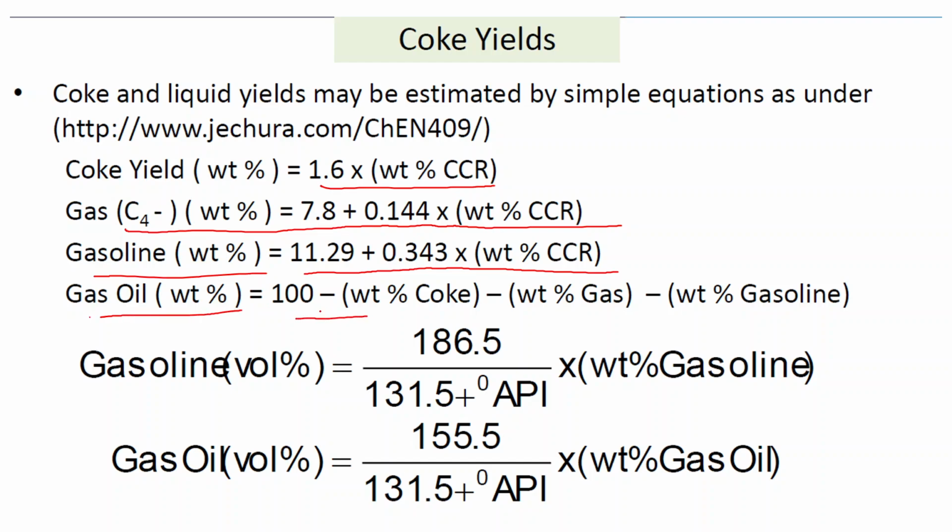Gas oil percentage can be given by 100 minus the coke yield, gas yield, and gasoline. The gasoline volume percent is given by 186.5 upon 131.5 plus API gravity, times the weight percent of gasoline. And gas oil volume percent is given by 155.5 upon 131.5 plus API, times the weight percent of gas oil.